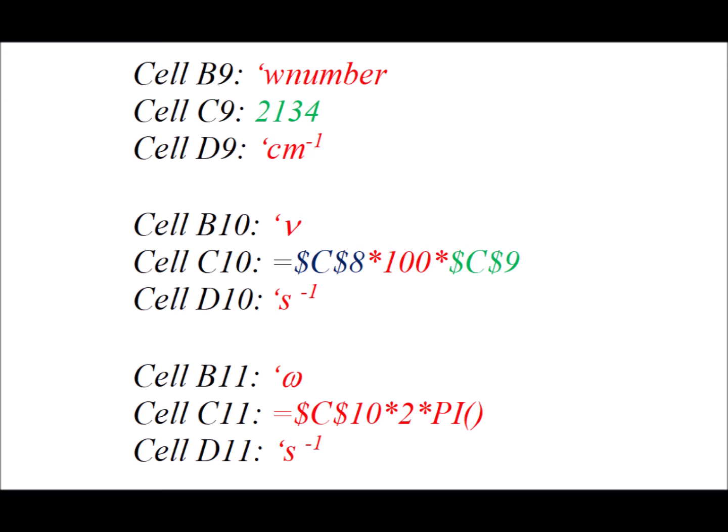In cell B10, we put the label nu for frequency. We put the formula in cell C10 to calculate that. In cell D10, we have a label for the units, inverse seconds. In cell B11, we have the label omega for the angular frequency. We calculate that in cell C11. And in cell D11, we have the units again of inverse seconds.